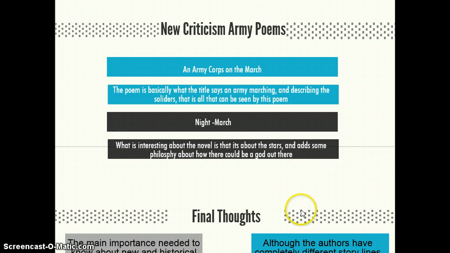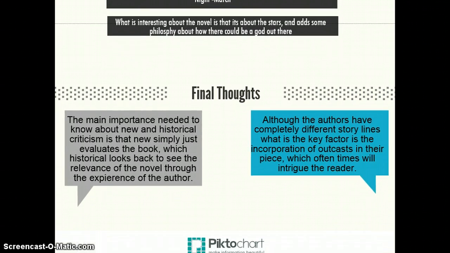To wrap up my final thoughts, I would like to first bring up two main important points. The first one is about new criticism and historical criticism. The main thing we need to take out of both of these is that they're both very important ways to evaluate a story. The new criticism, like I said in the beginning of this video, is how we as the reader evaluate the book and how we see it as ourselves. And historical criticism is looking at the relevance of the novel during the time period of the author and the background.